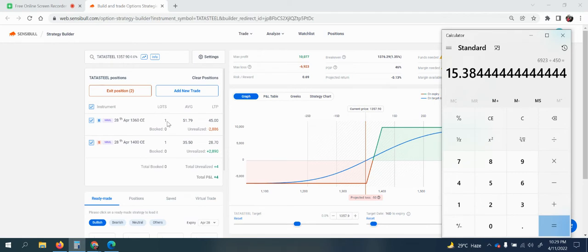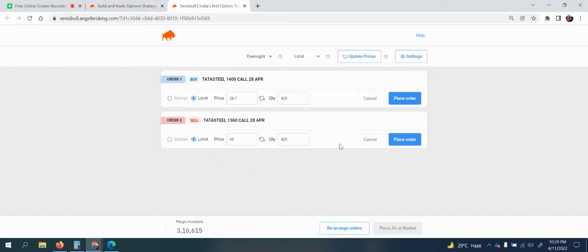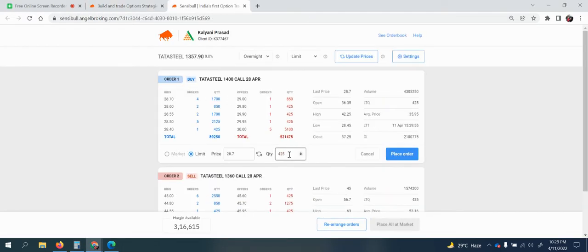Just to show you the lot size, it's 450. Let me take you to this page, right? Okay, so if you see, this is a 425 quantity.